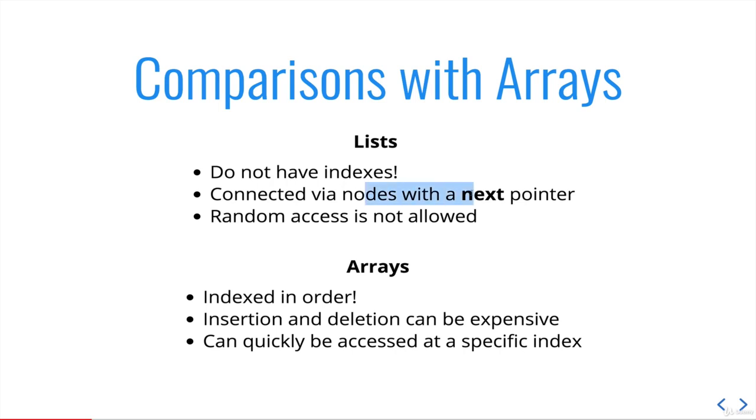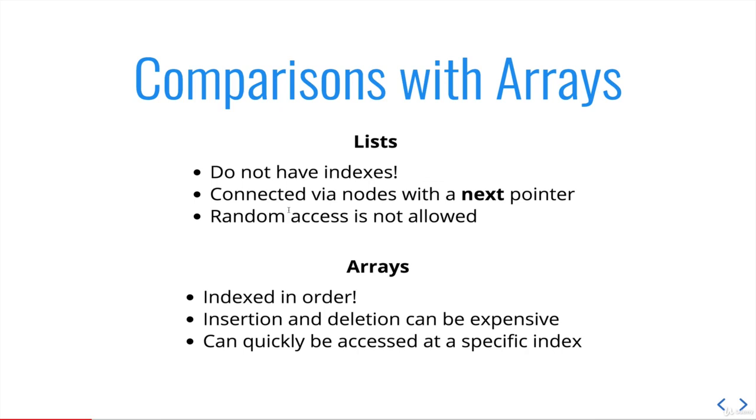So each node is connected with a next pointer. What this means is random access is not allowed. Random access means I can't just ask for the 10th item and get it immediately. We have to traverse from the beginning all the way to the 10th item. Just like the analogy I explained with the skyscraper, if you have an array, you get an elevator straight to the 10th floor. If you have a linked list, you walk all the way up to the 10th floor.